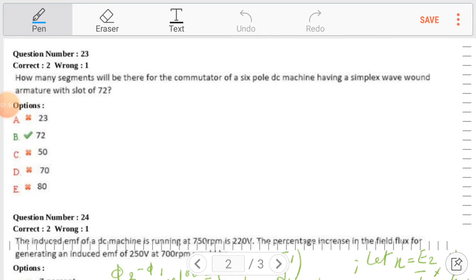Question number 23. How many segments will be there for commutator of 6-pole DC machine having simplex wave wound armature with slot of 72? So for the number of segments, if it is a simplex wave wound, then the number of segments of commutator will be equal to the number of armature slots. So answer will be B.